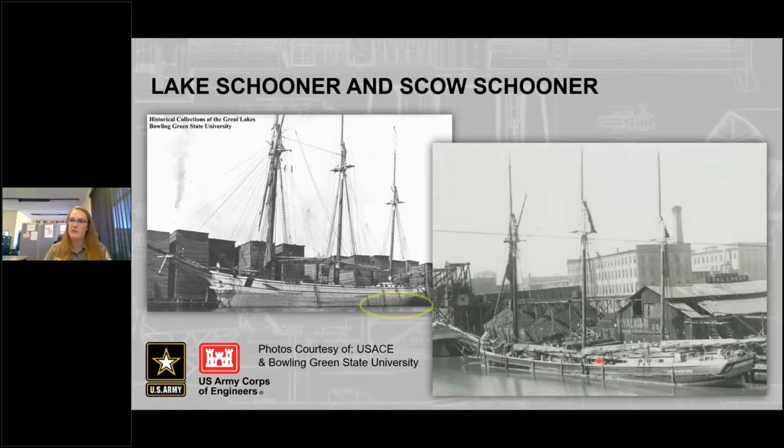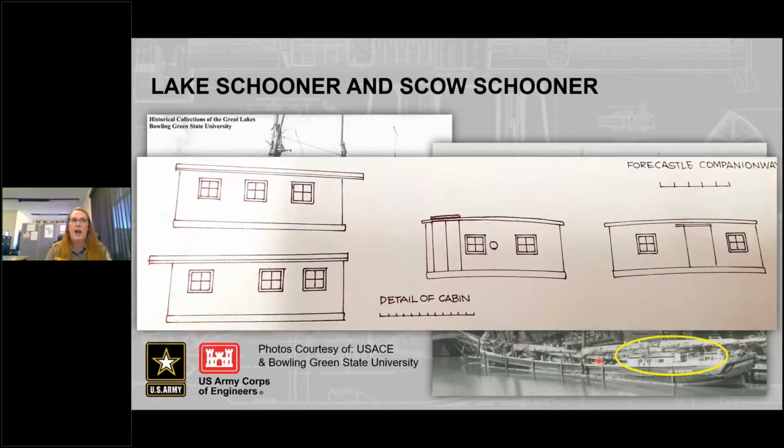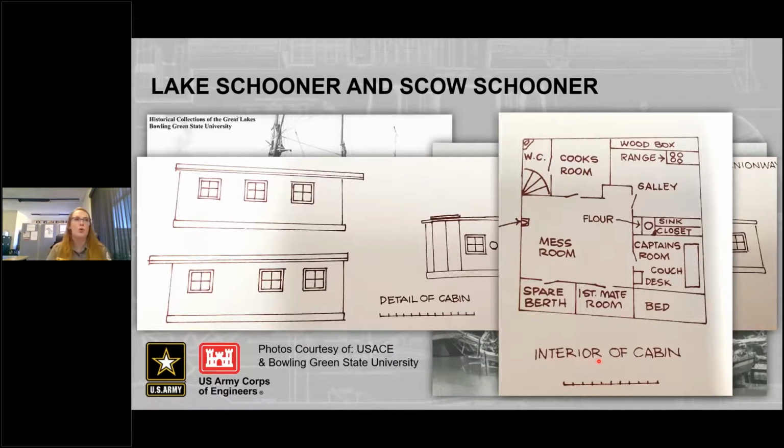Wooden sailing vessels like these had the helm located at the stern with a small cabin for crew quarters as well.